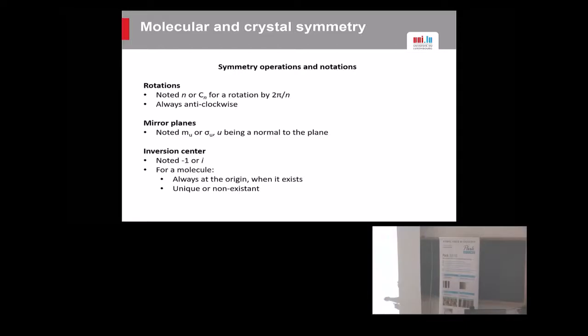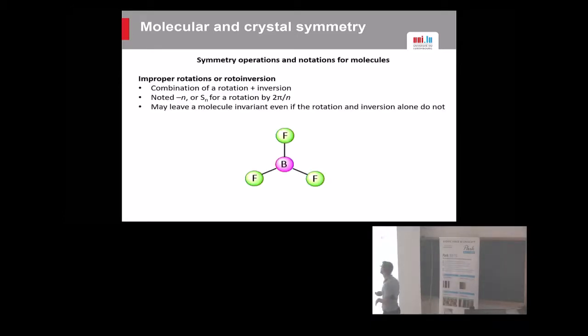Just as a side note, if you have inversion for a molecule, it's always at the origin. I think this is pretty obvious when you think about it. And either you have one or you don't have any, but you can't have several of them. Fair enough? Good.